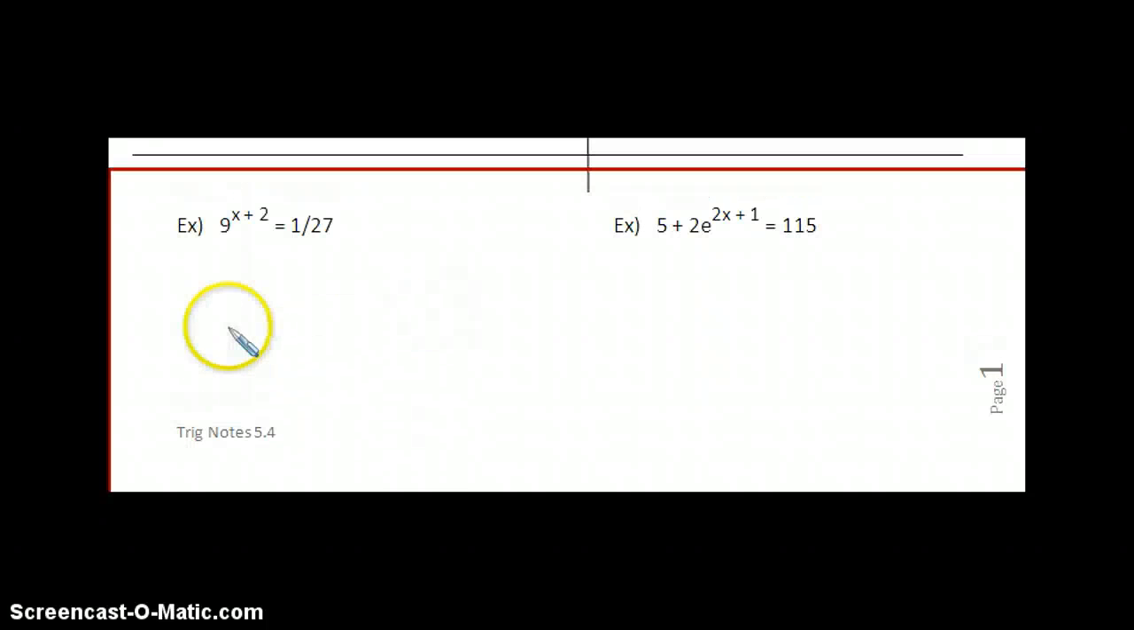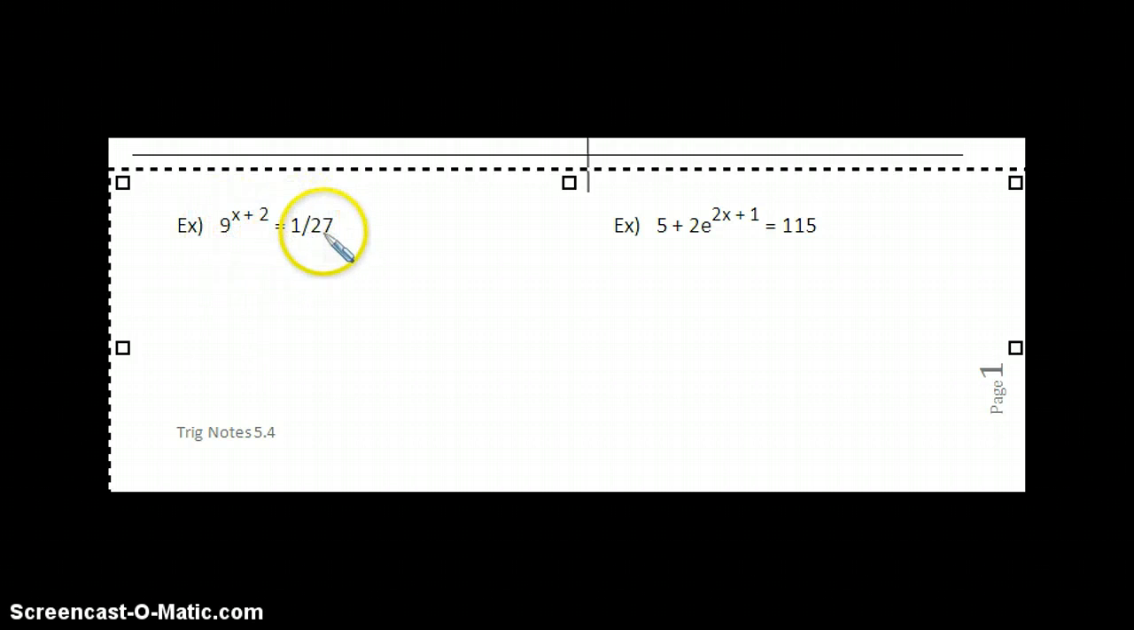So looking at this, to solve this one, what we want to do here is recognize that 9 and 1 over 27 can both be written as bases of 3. So we'll start with the easy side. I know that 3 squared is 9, so this side would be 3 squared raised to the x plus 2.